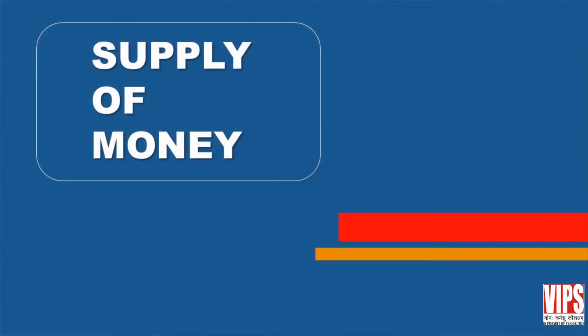So in this session we are going to discuss the whole concept of supply of money, what the components of supply of money are, how it affects the economy, what happens when there are changes in the supply of money, what the money multiplier is, and what the determinants of the money multiplier are. So these are all the topics that we are going to discuss in this presentation.